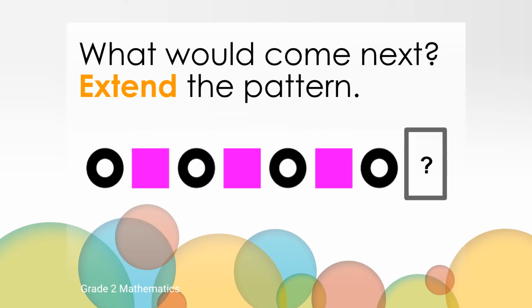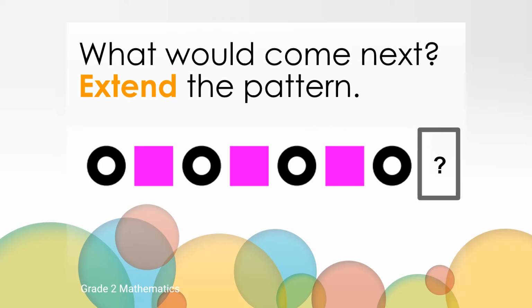By identifying the pattern and the core, or the part that repeats, we can predict what will come next in the pattern. Can you use what we know about the core of this pattern to help you identify what comes next? Did you predict the next shape would be a square? If we know the core is circle, square, and it repeats, and then the pattern continues with a circle, then you're right. The next shape would be a square.